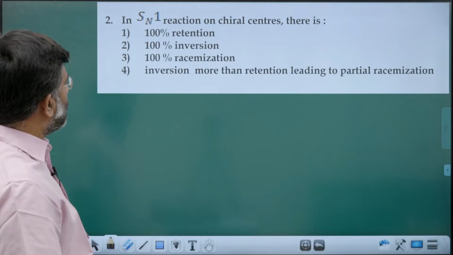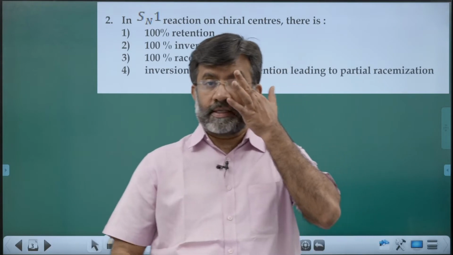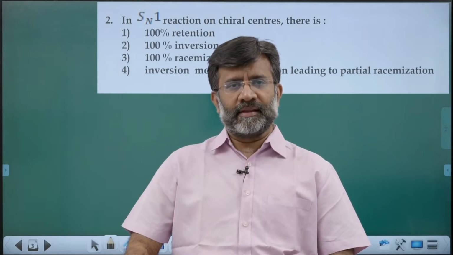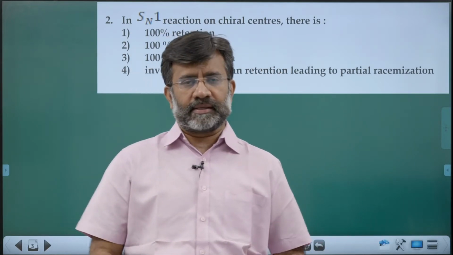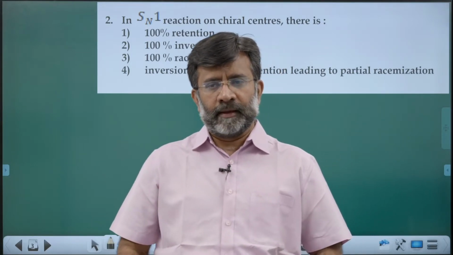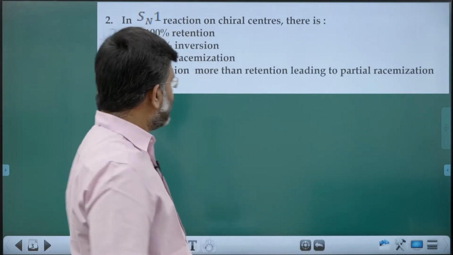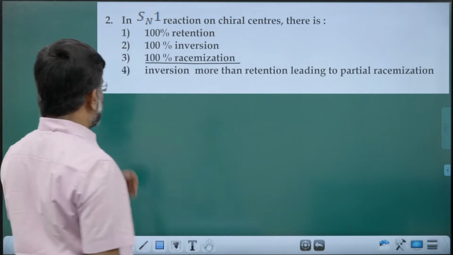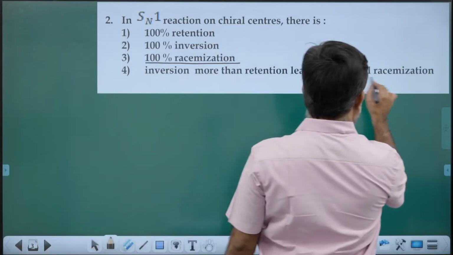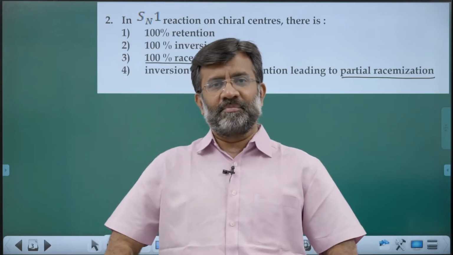SN1 reaction on chiral centers. You see, SN1 reaction promotes front side and back side attack. In SN1 reaction, first you get a carbocation and the nucleophile attacks from the front side and back side, and I am sure all of you know it leads to the formation of racemic product. Now the question in this case is, are you getting 100% racemic, so that we can select option 3? The answer is no. There will be partial racemization. In many cases it is observed that you are getting partial racemization.